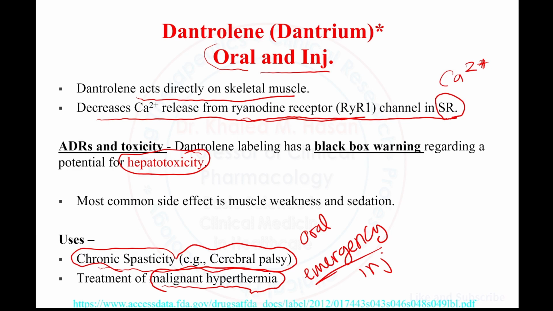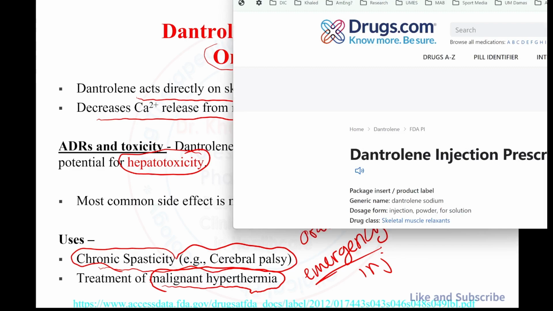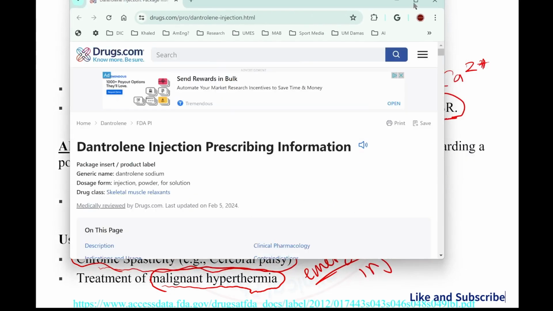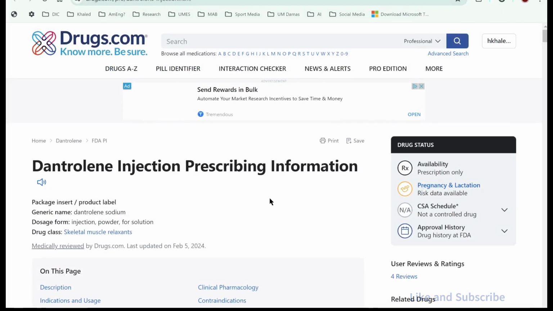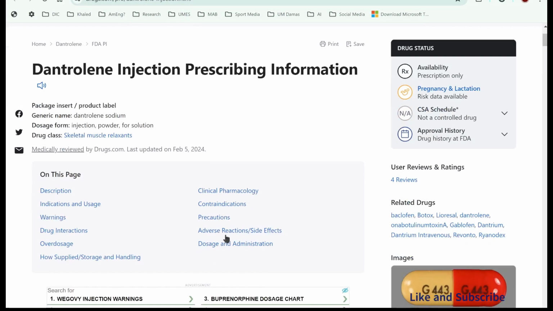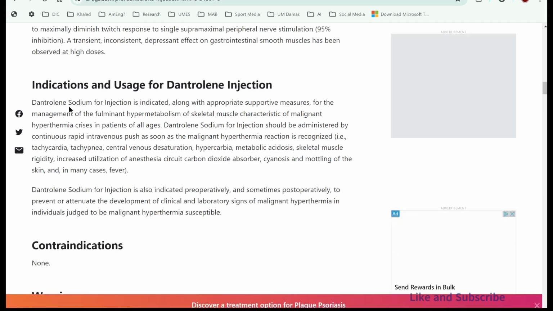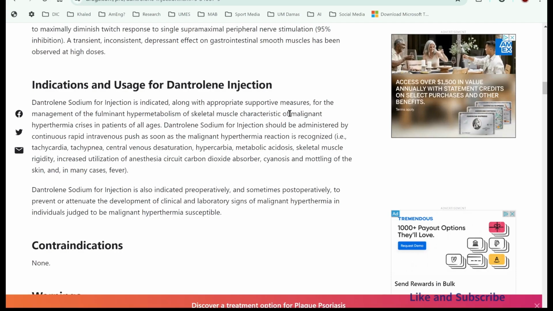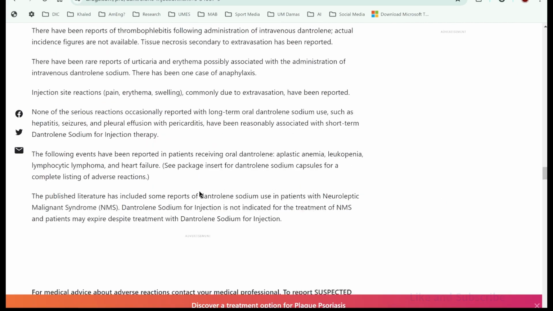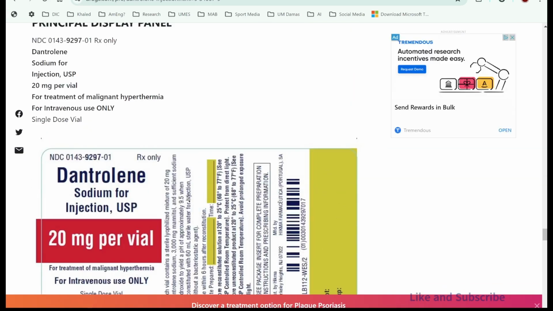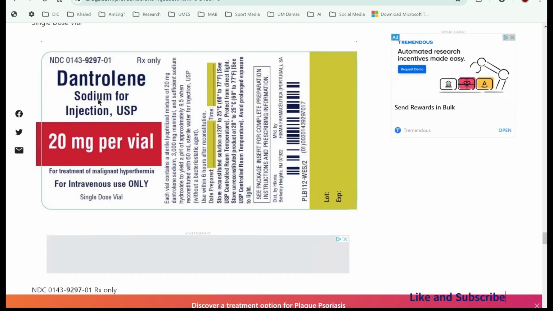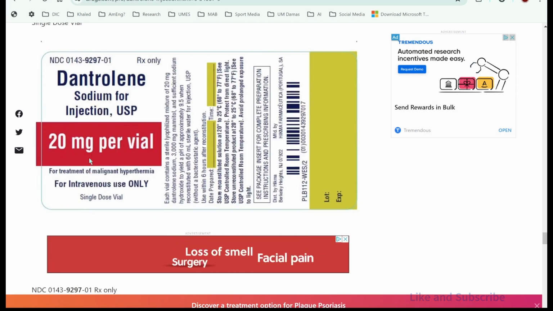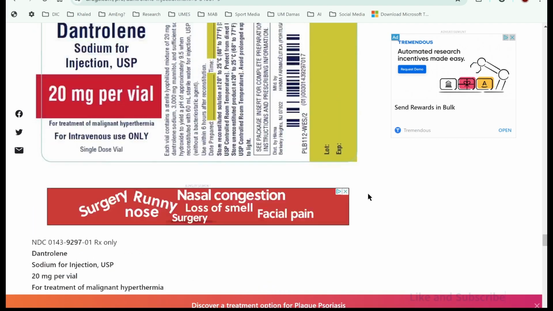If you click on the medication name here, I will share the drugs.com page with you. This is a very valuable source for us. Dantrolene injection prescribing information: scroll down, you can go to the indication and uses. Indication: injectable, as a supportive measure in patients suffering from malignant hyperthermia. If you scroll down to the end, they give you the pharmaceutical form: Dantrolene sodium injection available as 20 milligrams per vial.